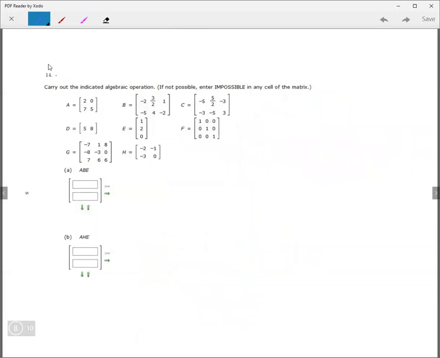Okay, number 14. They want ABE. So that is going to be, here's A. And then B is right here. And then E is this one here, 1, 2, 0. So there's A, there's B, and there's E.